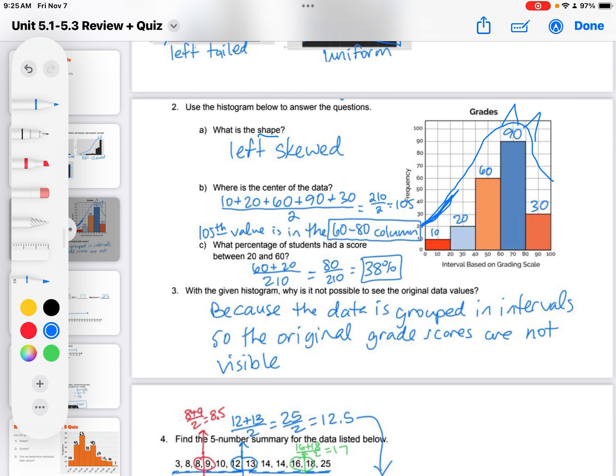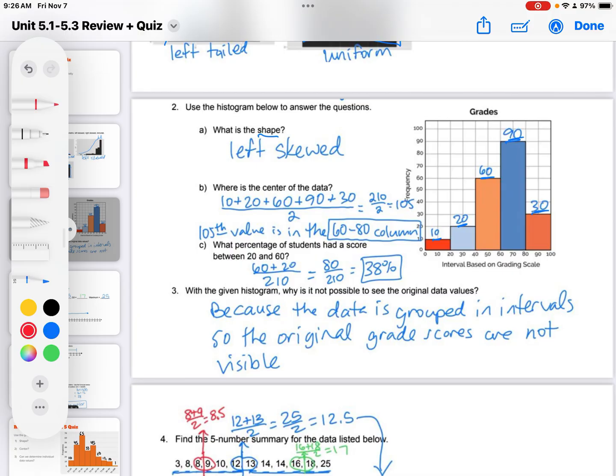To find the center of the data, we are going to take our frequencies, so the 10, the 20, the 60, the 90, and the 30. We add those numbers up and divide by 2. That gives me the halfway value. When I add those values up and divide by 2, I get 105. So what we're looking for is the 105th value.